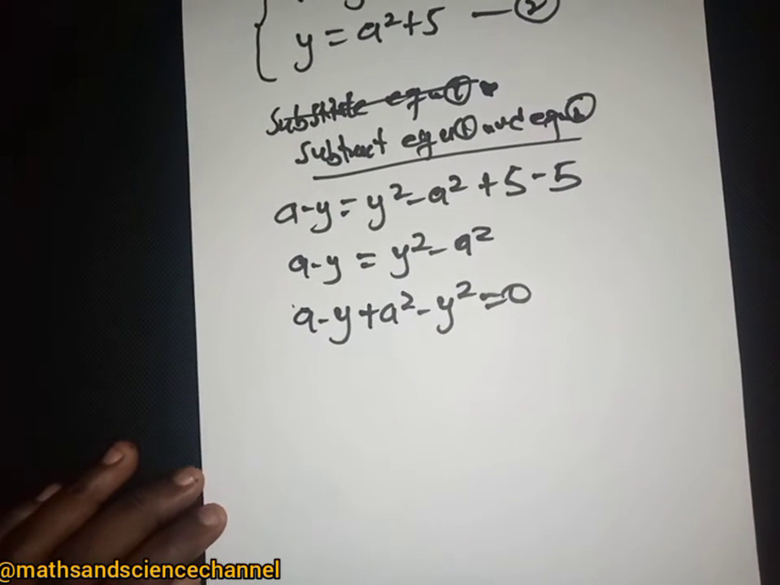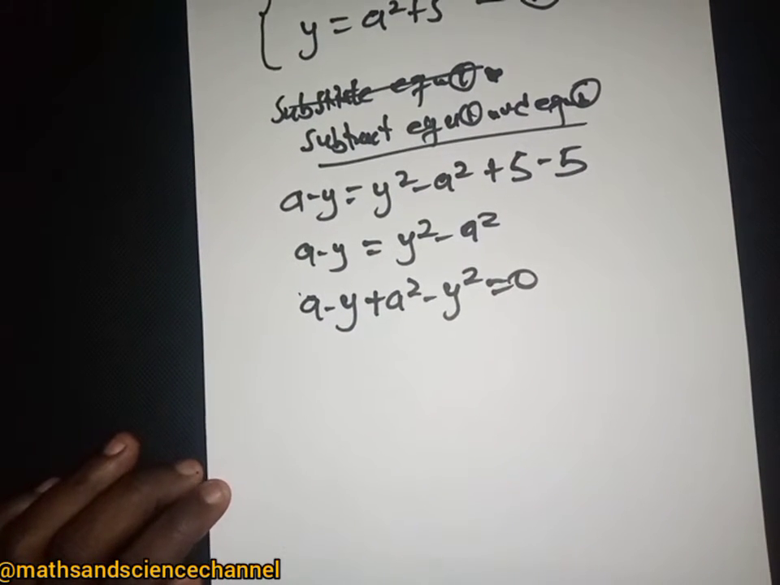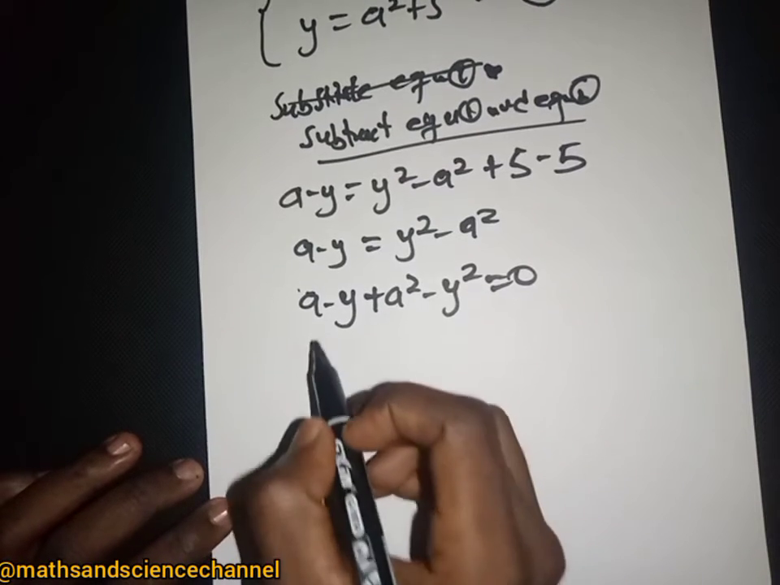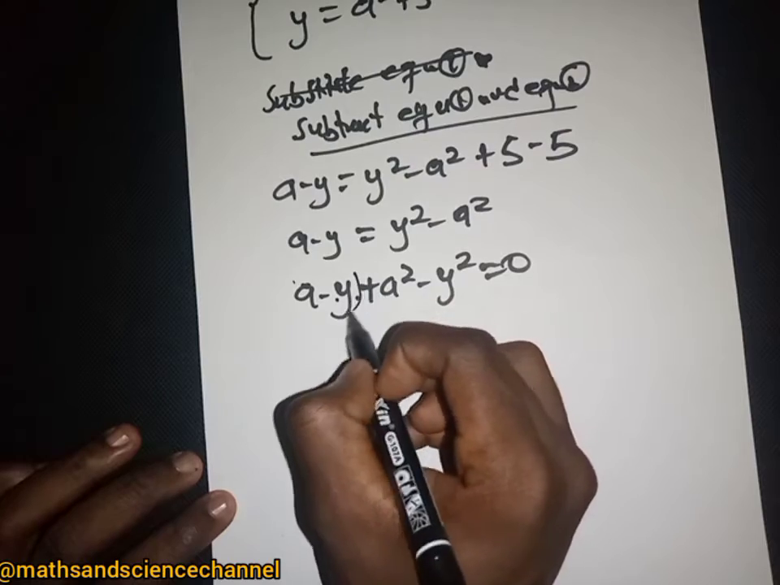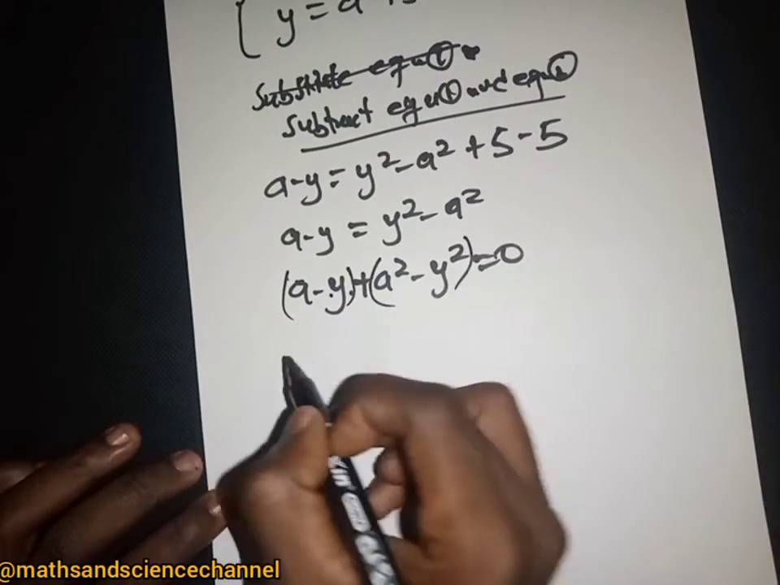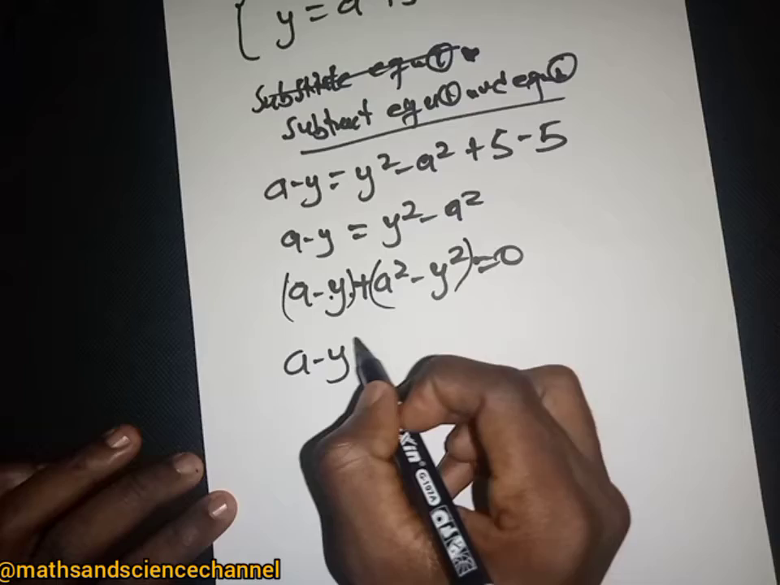Now what we are going to do is group like terms. You realize that in each case we have a minus y, right? We have a minus y, something like this. So we can bring a minus y outside.